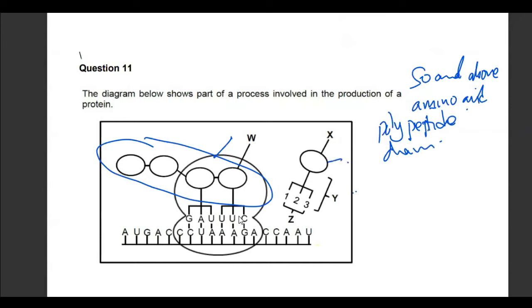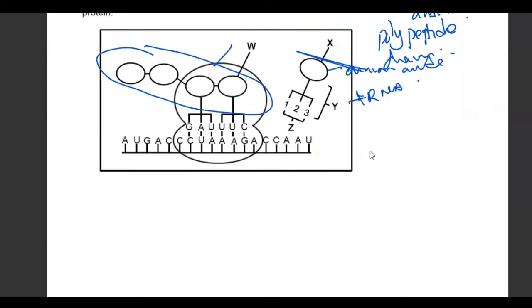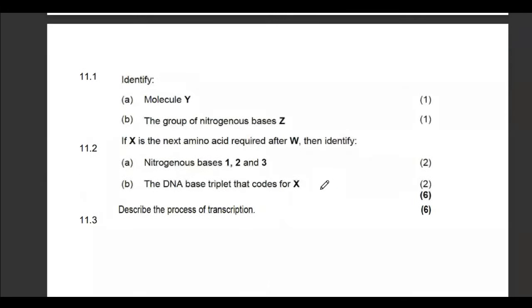So what is X? This is the amino acid. And then what is this? This is transfer RNA. And then what is Z? We have seen them. These are anticodons. And then this is messenger RNA, and the 3 bases on the messenger RNA, we call them codons. You see, you can't fail such questions. When you come to the question, you see that they're asking you exactly the same thing, and then asking you to describe the process of transcription, which we have described.